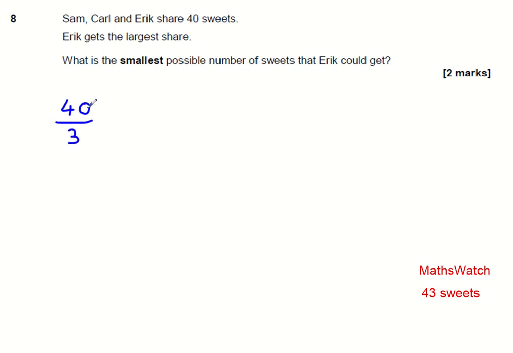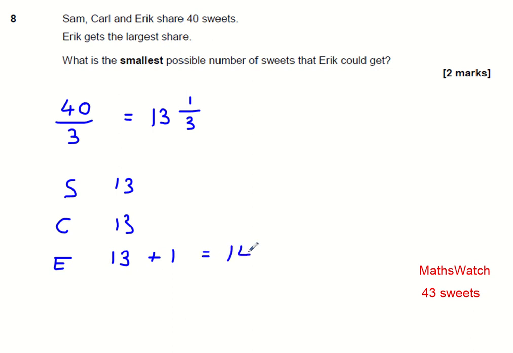How many 3s are in 40? Well, 13 3s is 39, which means we've got 1 left over. So Sam, Carl and Eric are each going to be getting 13 sweets. But since Eric is getting the largest share, that 1 extra sweet that is left over is going to go to Eric. So Eric will end up with 14 sweets, and that is the smallest possible number that Eric could get.